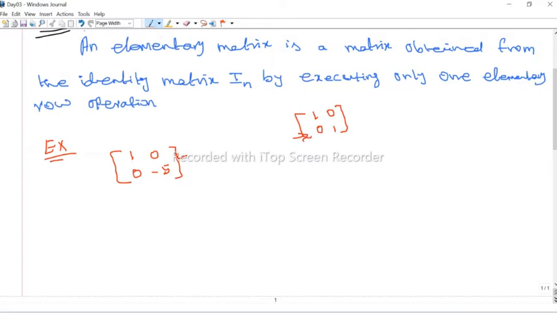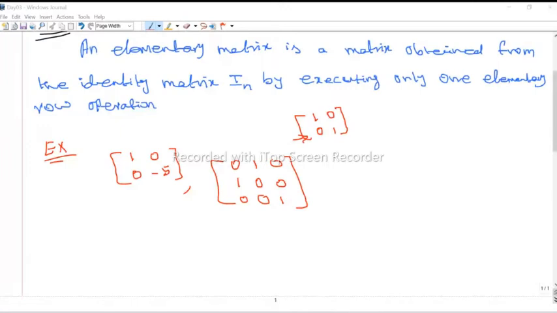Now I'm taking another one. Suppose I am interchanging two rows. That is the second kind, right? Suppose you take a 3 by 3 identity matrix and I interchange the first row and the second row, we will get this matrix. So this is an elementary matrix. Interchanging two rows, I am applying only one elementary row operation.